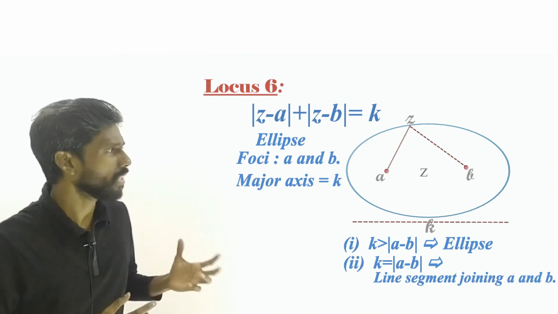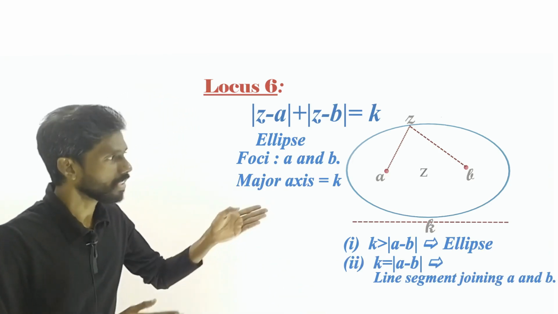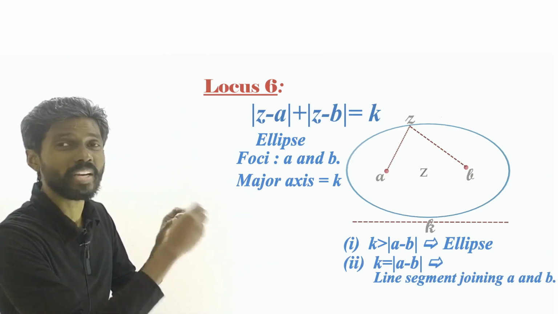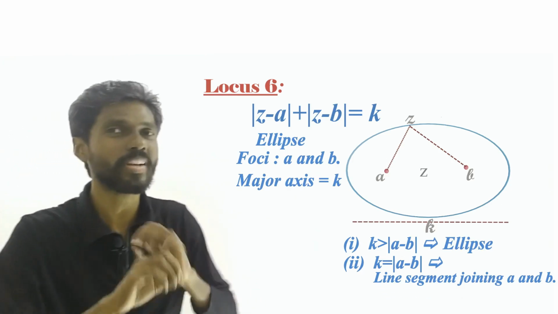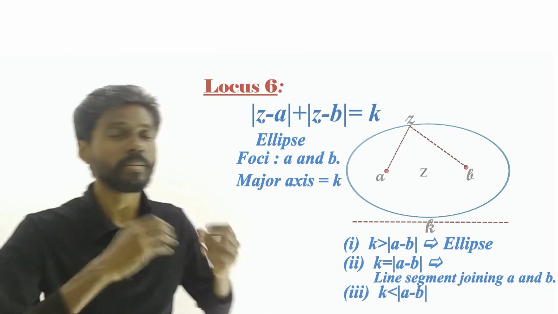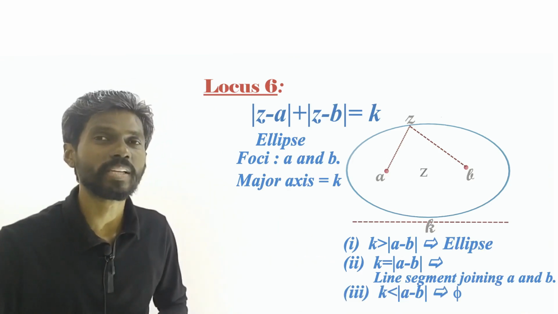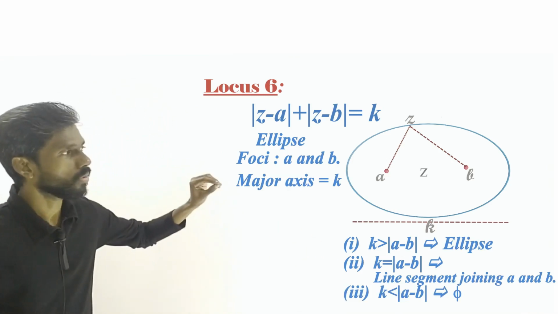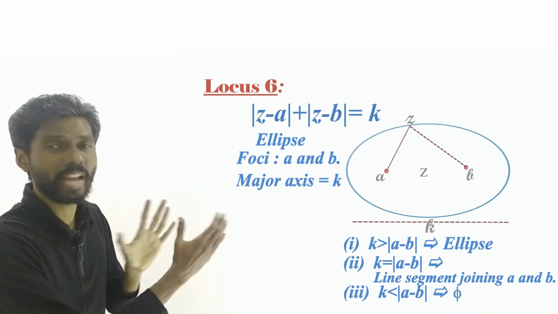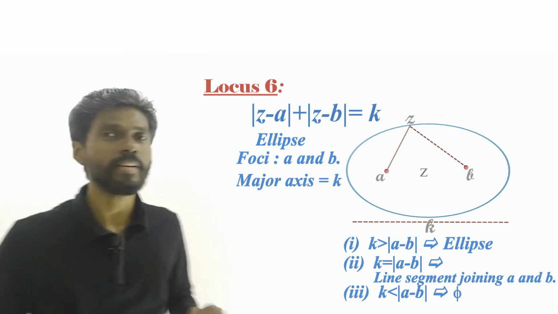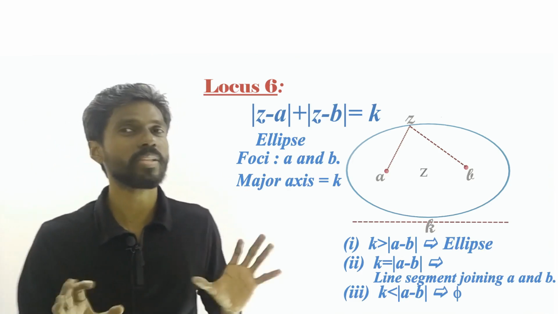But what if k is less than mod a minus b? Is that even possible? That is not possible, right? Because the total distance will never be less than the distance between these two points. So it is a null set, an empty set, which means if k is less than mod a minus b, it does not form any curve, and no value of z satisfies the condition. Okay, so this equation may represent an ellipse, or simply a line segment, or a null set, depending upon the value of k. So only these points you have to know about this particular equation of ellipse.